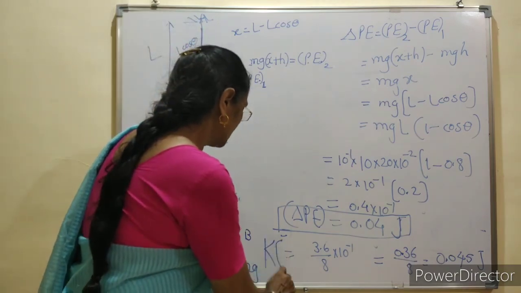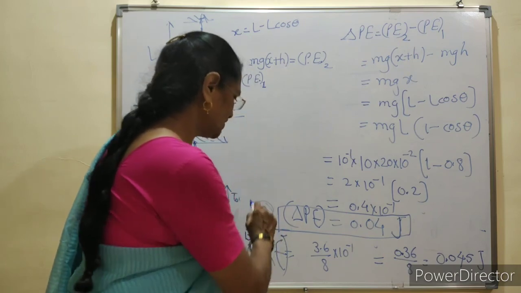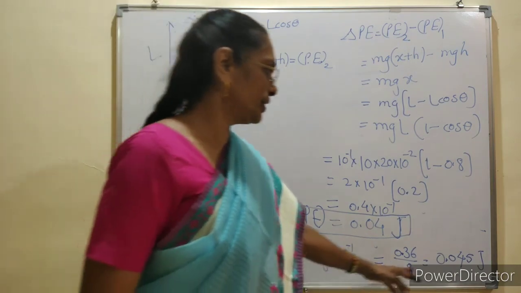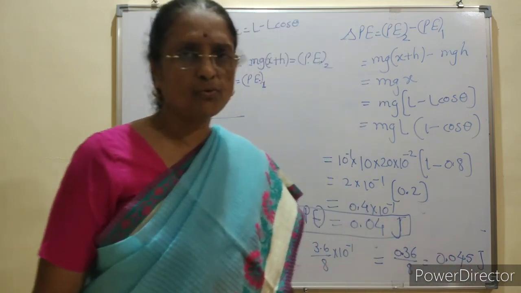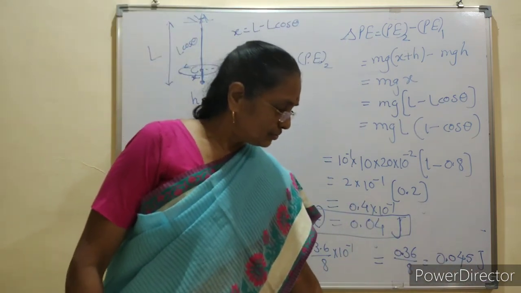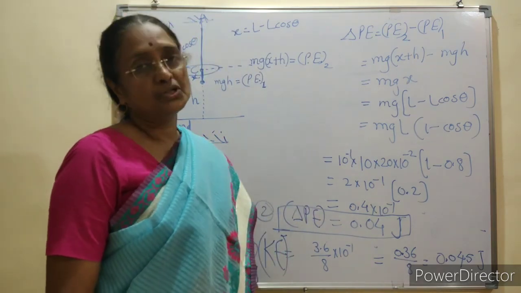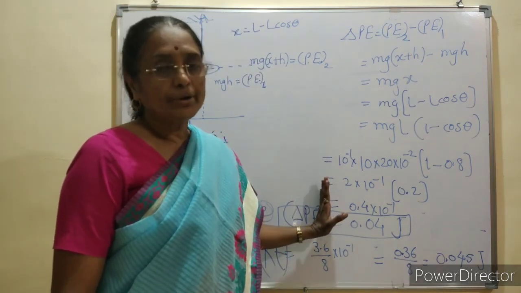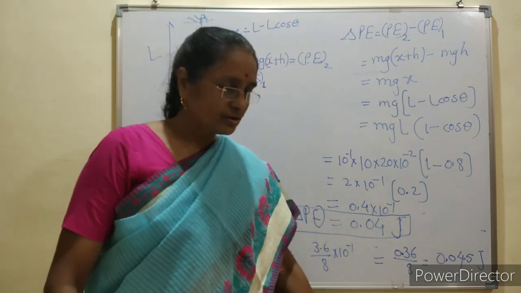In the first part we were asked the kinetic energy. This is the first and this is the second answer. Kinetic energy we found simply by half mv square. It is 0.045 joule. So this is about the problem discussion of conical pendulum, and the theory is also simple to understand.